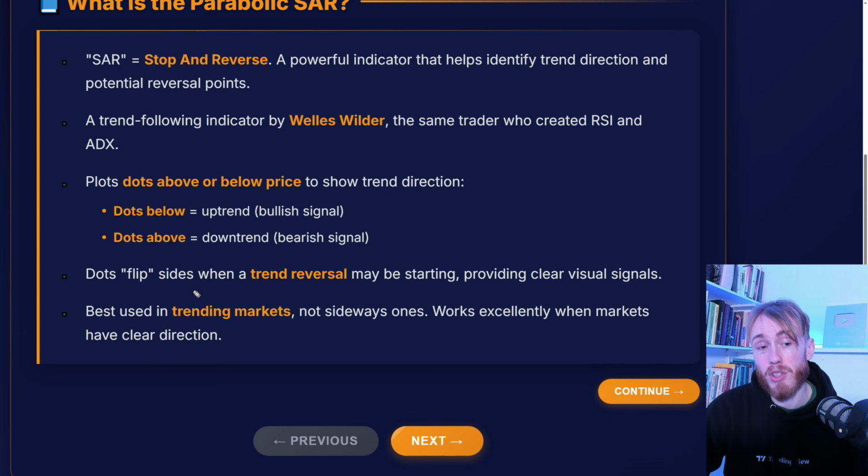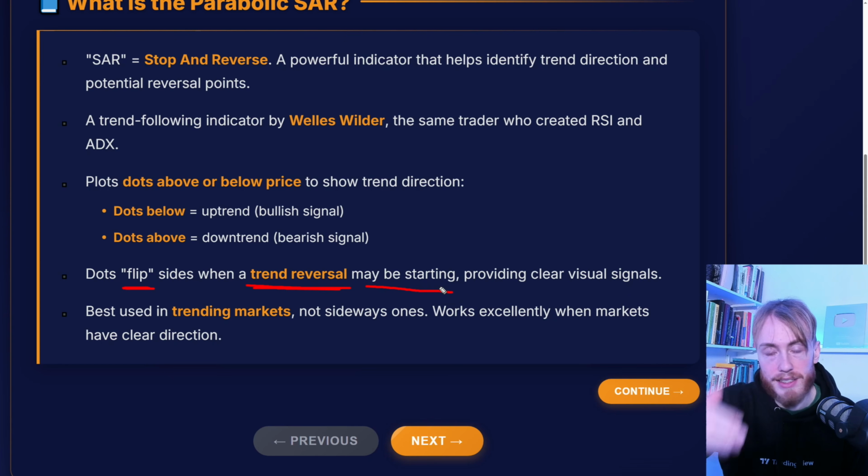And here, the dots of the indicator will flip sides when we see a trend reversal, or to be more precise, when a trend reversal may be starting. And as I showed you guys recently on TradingView, I like this indicator because it's very clear and easy to interpret. And when is this indicator best used?